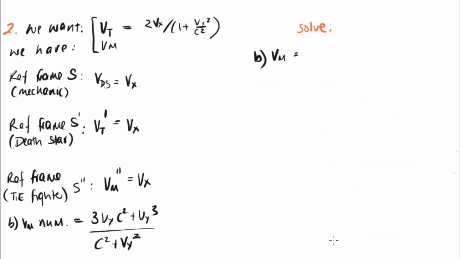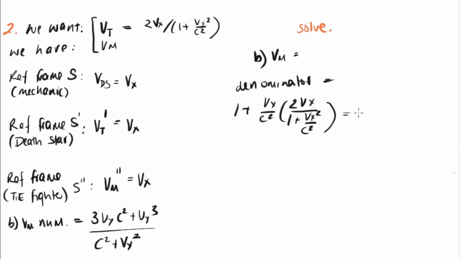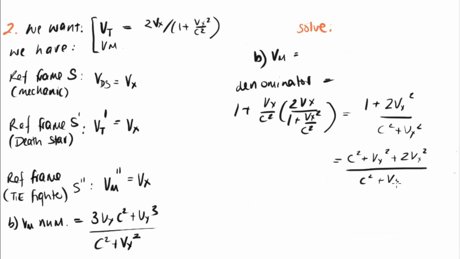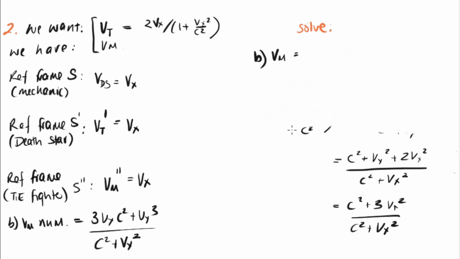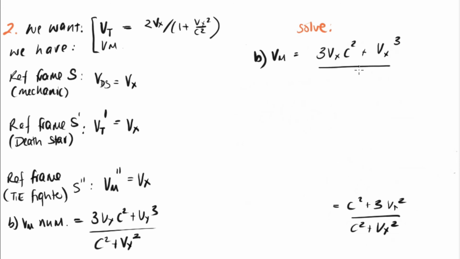So our denominator for Vm is equal to 1 plus Vx on c squared times 2Vx divided by 1 plus Vx squared on c squared. And expanding that out and simplifying it, once again we get that that's equal to c squared plus 3Vx squared divided by c squared plus Vx squared. So that's quite nice, because now both our numerator and our denominator are fractions with the same denominator of c squared plus Vx squared.